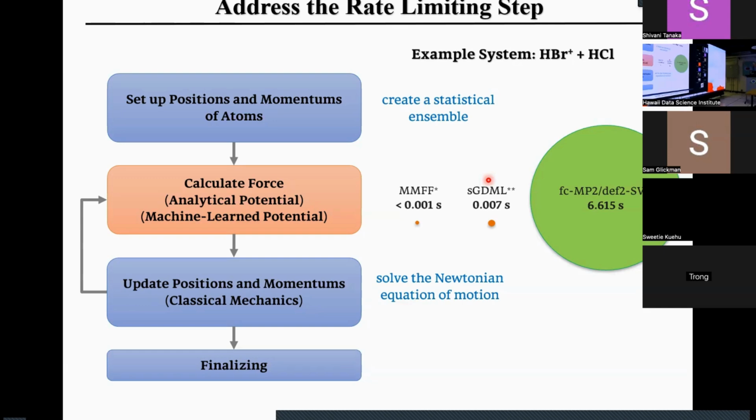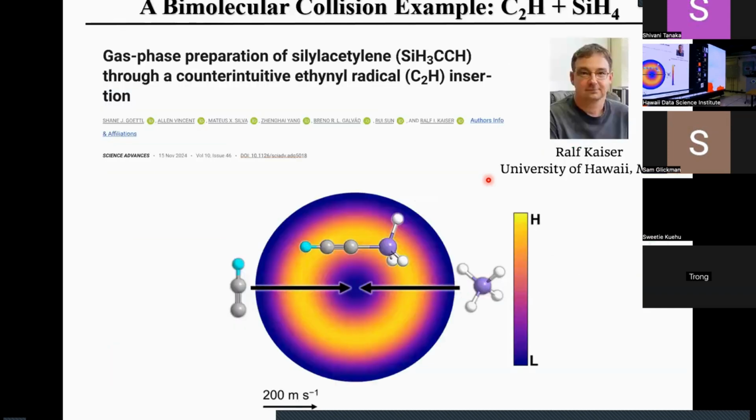If we were to replace that with some sort of analytical function or machine learning potential, we're talking about not even a fraction of this time. We're talking about two to three orders of magnitude difference, correct? Here, I'll give you a real example that we did.